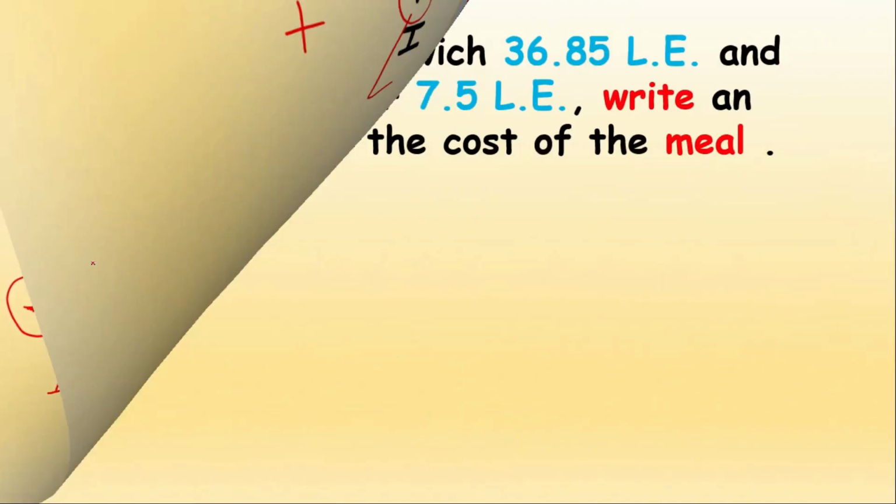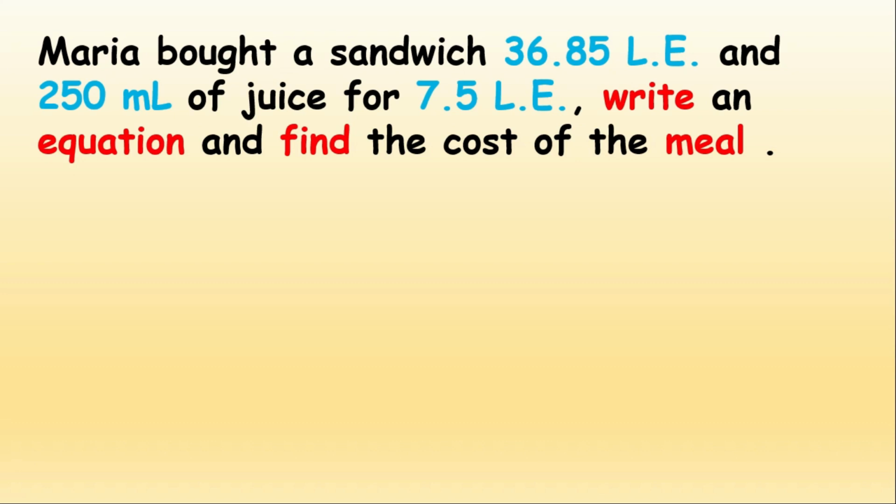Okay, so now let's solve story problems. The first one: Maria bought a sandwich for 36.85 pounds and 250 milliliters of juice for 7.5 pounds. Write an equation to find the cost of the meal. Here we have two prices, the price for the sandwich and the price for the juice. Got it? And you want to find the cost. Cost refers to the total price. So we have to add these two prices. But at first, write an equation.